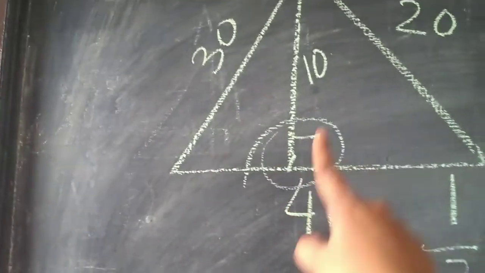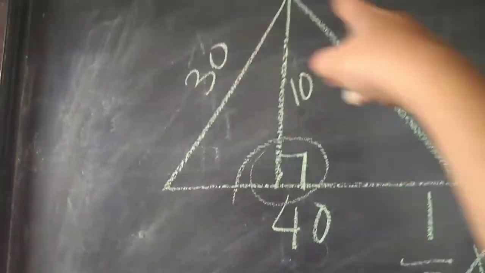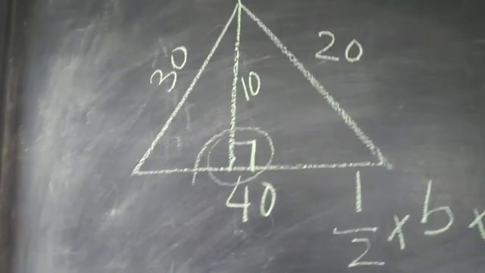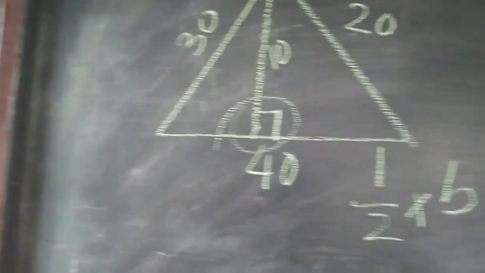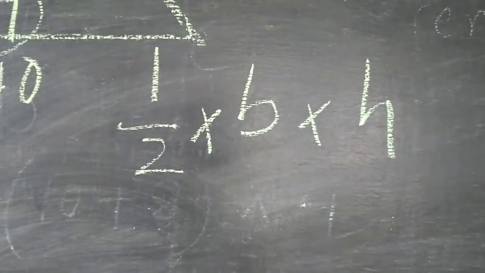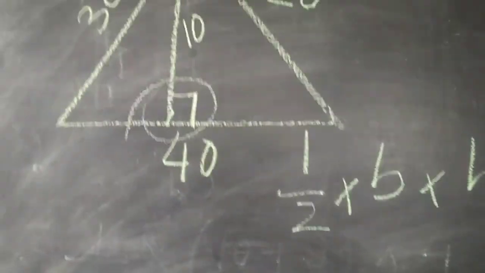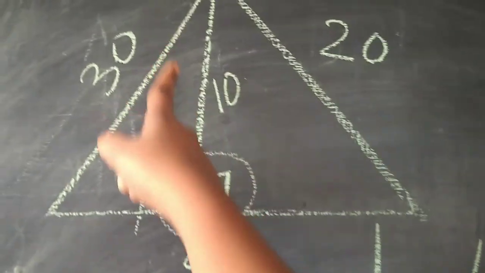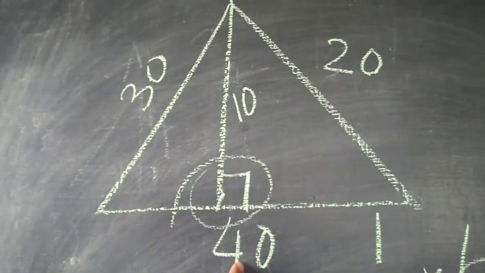When both the height and the sides are given, you can use either, but the easier one is half into base into height. Using this formula, it is easy to solve. When can you use this formula? Only when the height of the triangle is given in the question.